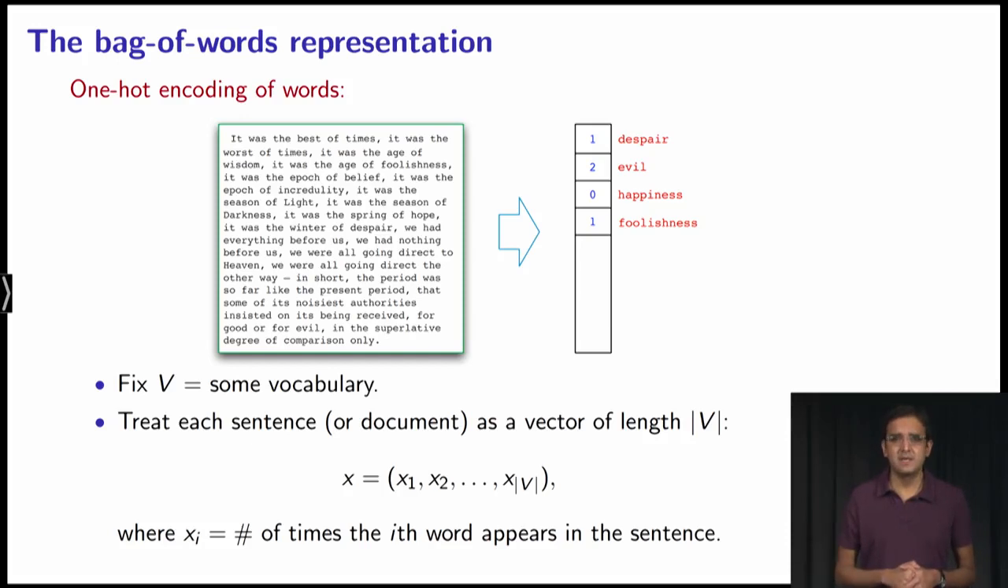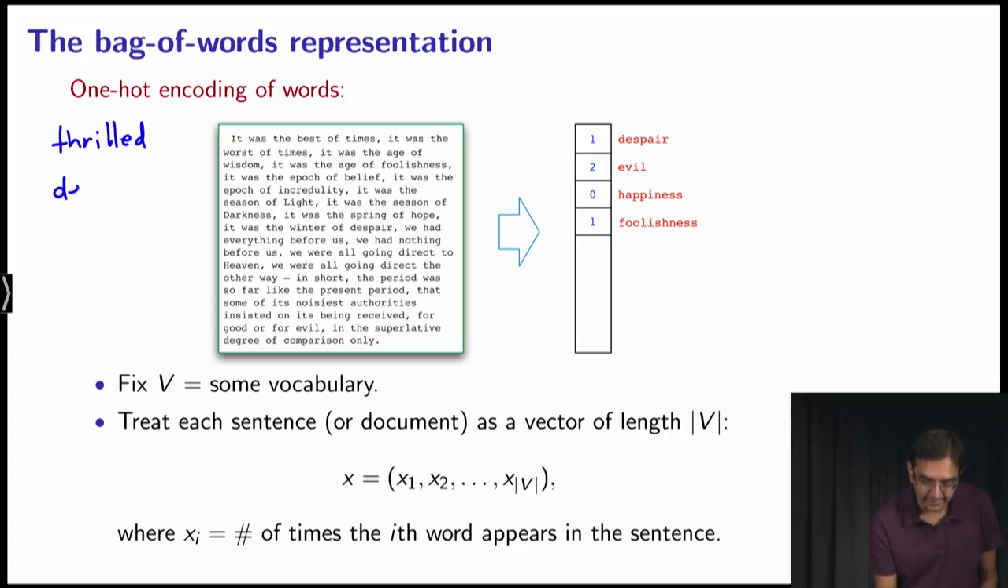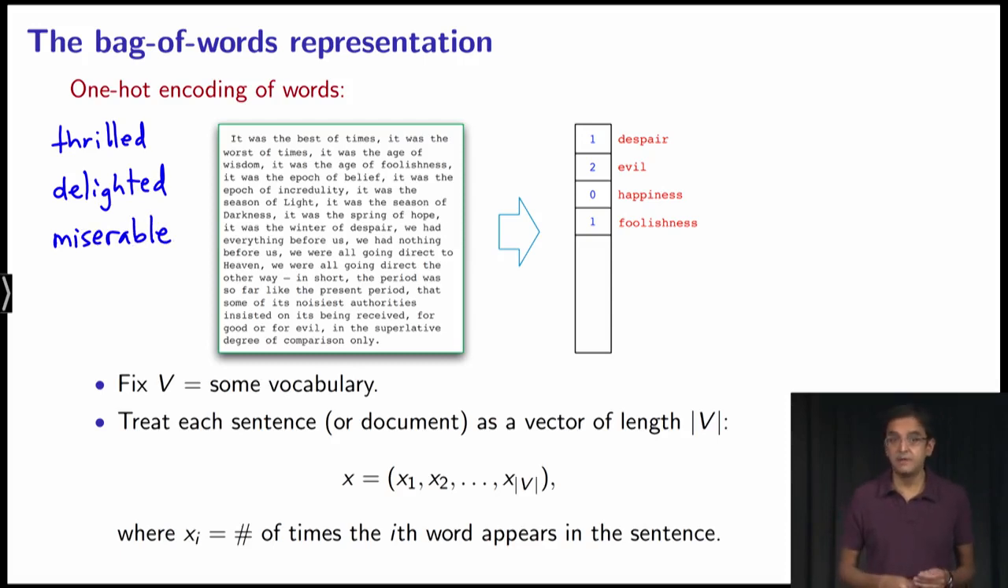Now, this encoding has some disadvantages. So for example, consider these three words: thrilled, delighted, and miserable. Two of these words are very similar in meaning. They're almost synonyms, while the third word is almost an antonym. But this is not reflected anywhere in the encoding. To put it differently, the encoding seems insensitive to the semantics of words, and this cannot be a good thing. Is there a different encoding?